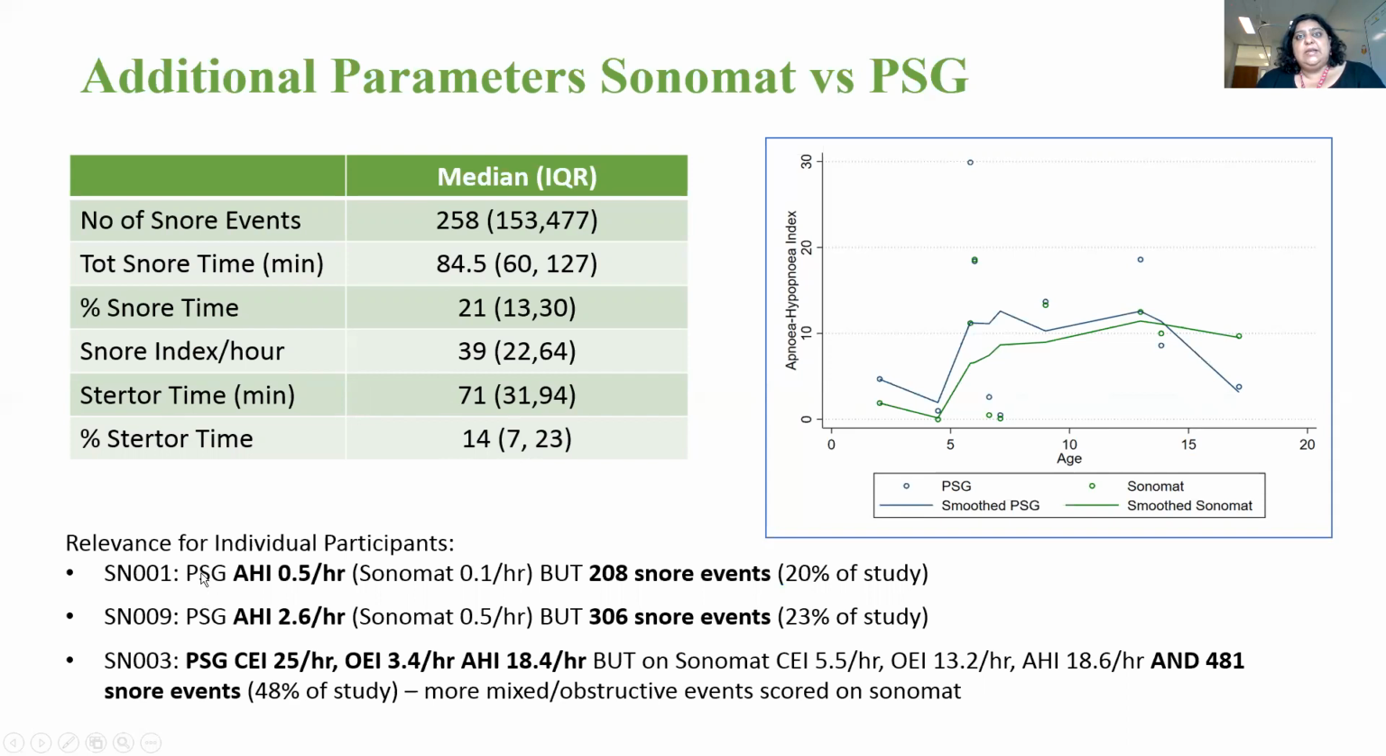Here you can see that on a sleep study, we had a low apnea-hypopnea index. Anything under 1 is considered quite low. Similarly, we had a low apnea-hypopnea index on the Sonomat, but there were 208 snore events for this child. The child was snoring for 20% of the study, therefore suggesting the Sonomat is picking up something that we don't see when we look just at this measure. Likewise, this child was snoring for 23% of the study.